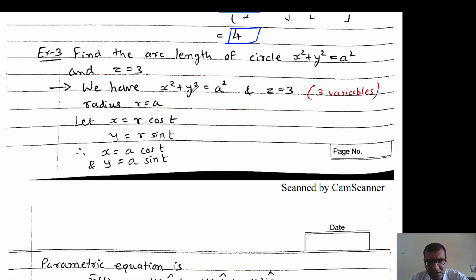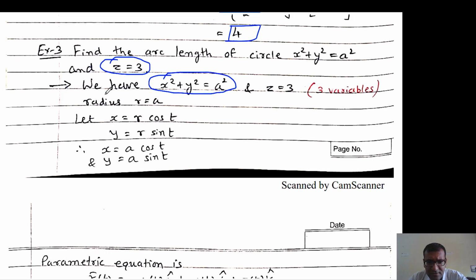We have x square plus y square is equal to a square and z is equal to 3. Since this is a circle, we can parameterize it like this. Here radius is r is equal to a. You know that parameterization is done in this way. Let x is equal to r cos t, y is equal to r sin t, but r is a, so x is equal to a cos t, y is equal to a sin t, and z is equal to 3, which is constant, so we don't need to do anything with that.